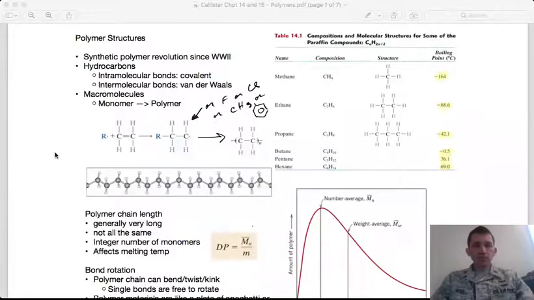Okay, and so to start at the beginning, this first chapter will be about polymer structure, and then chapter 15 is about applications and processing, similar to the model that Callister has adopted for previous materials. And we'll be focusing on synthetic polymers.